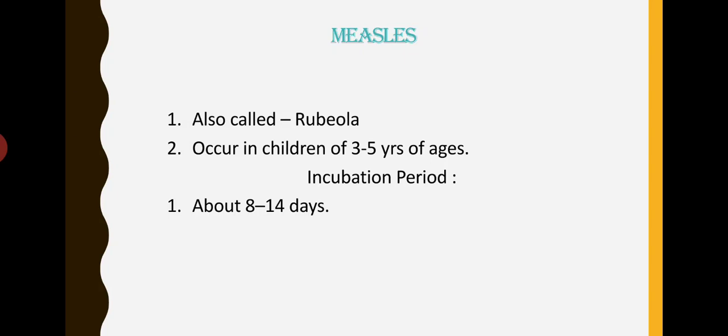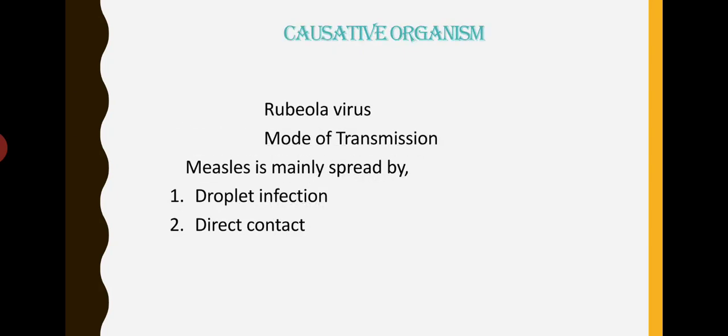Then the next disease is measles. Measles is also called rubella. It occurs in children of age 3 to 5 years. It has an incubation period of about 8 to 14 days. Rubella is caused by a virus, called the rubella virus. Measles is mainly spread through droplet infection and direct contact.